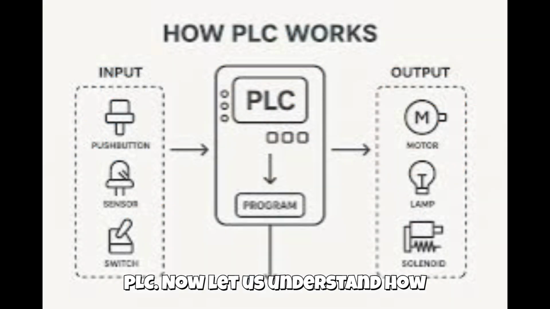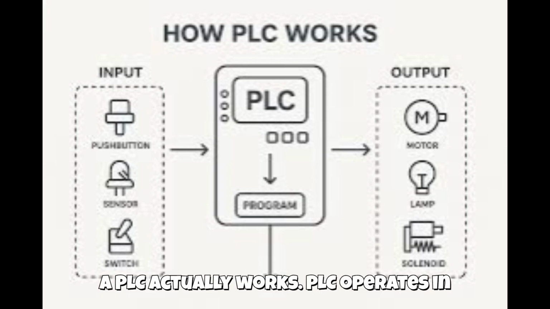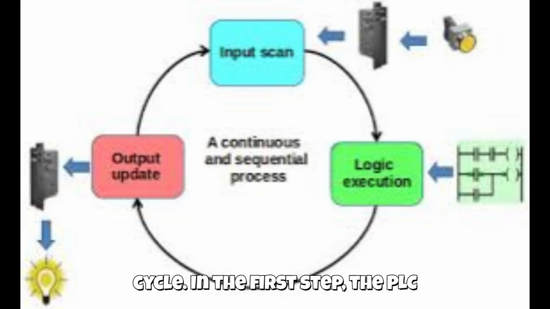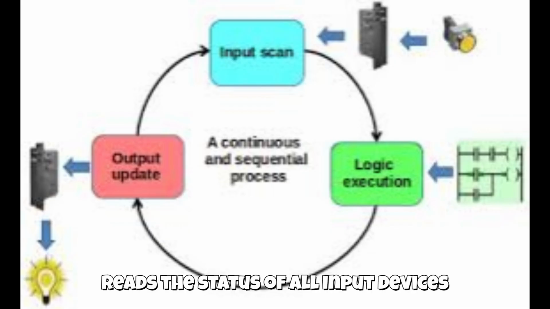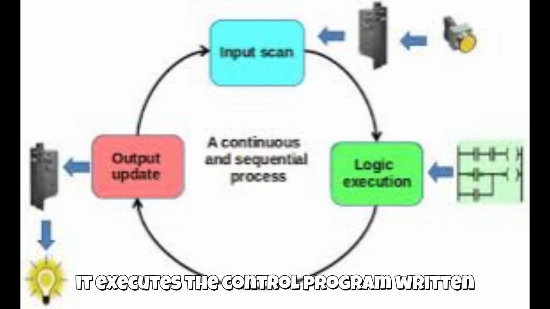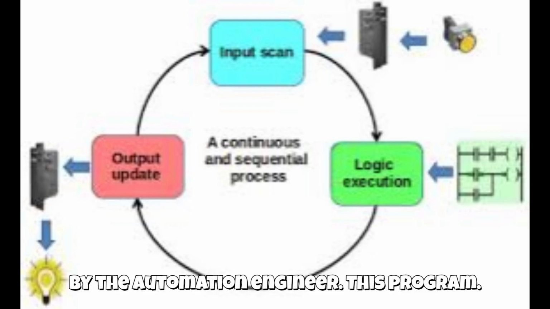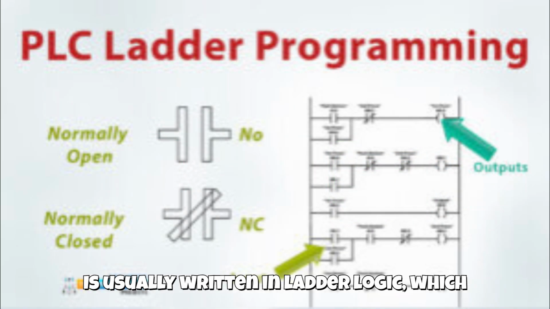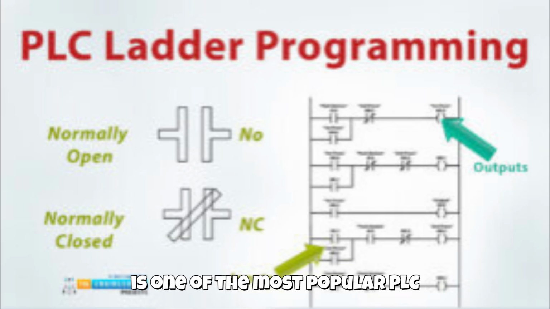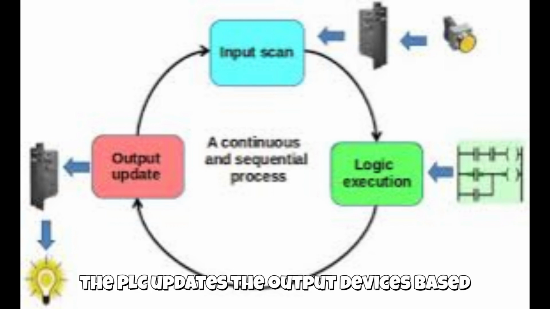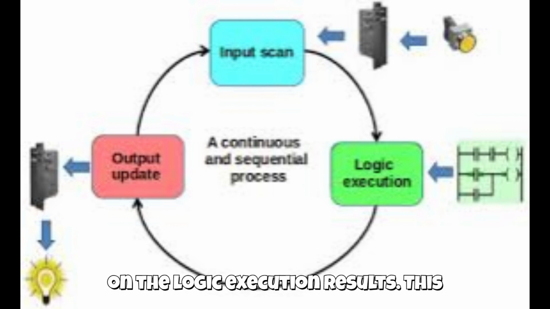Now let us understand how a PLC actually works. PLC operates in a continuous loop known as the scan cycle. In the first step, the PLC reads the status of all input devices connected to it. In the second step, it executes the control program written by the automation engineer. This program is usually written in ladder logic, which is one of the most popular PLC programming languages. In the third step, the PLC updates the output devices based on the logic execution results.